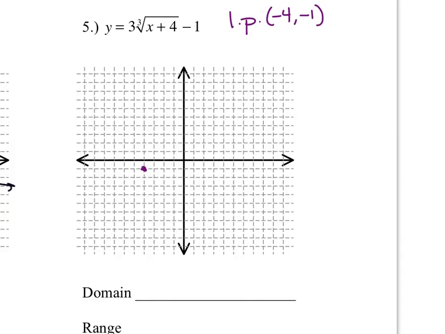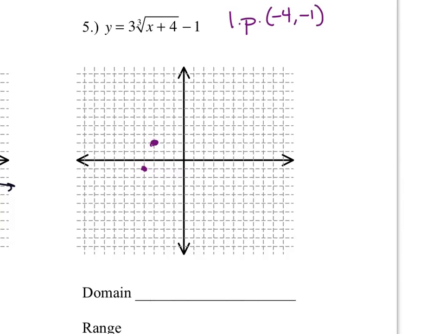So right there in the third quadrant will be that point of inflection. And let's go ahead and choose some x values that would be good for us. So I'm going to choose negative 3 first. So negative 3 plus 4 is 1. The cube root of 1 is 1. 1 times 3 is 3. 3 minus 1 is 2. So negative 3, comma 2.